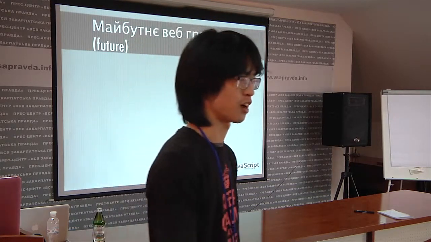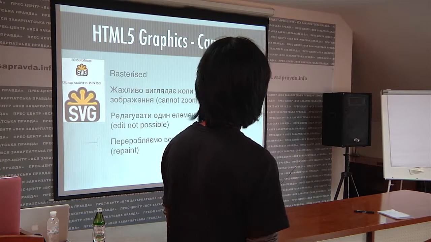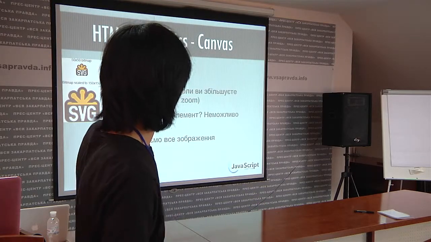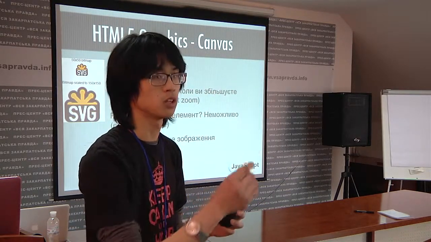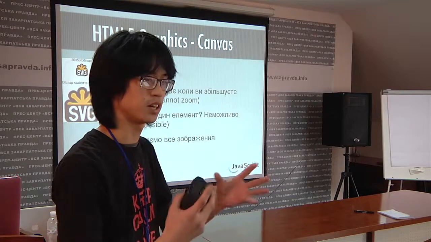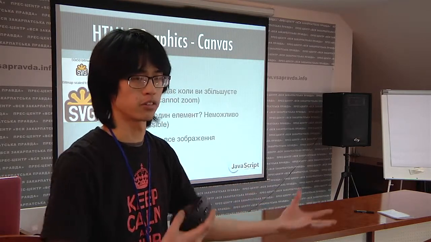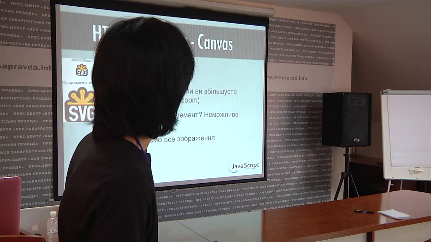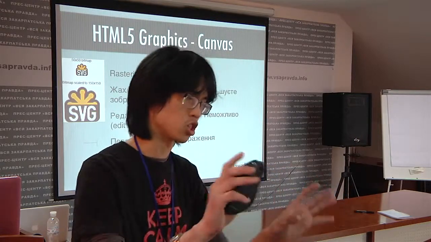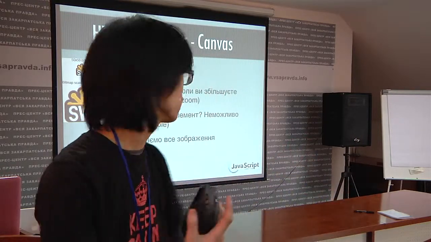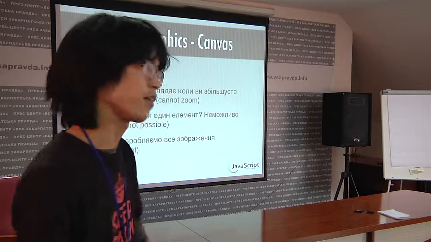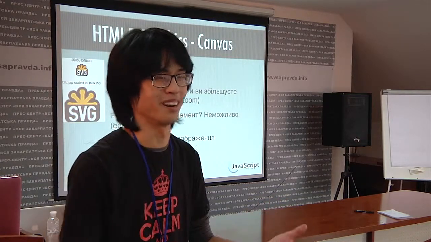So what is the future of graphics? The future is Canvas. There are two standards. The first one is Canvas, and Canvas is rasterized, so you can see the image is pixel by pixel, and you cannot zoom. If you zoom on the image, it looks aliased, like old Counter-Strike games, which are not very good graphics. It's not possible to edit your image, so if you draw it, you cannot change or move it. You have to delete it and draw it again, so you have to repaint. So Canvas is good, but not good.